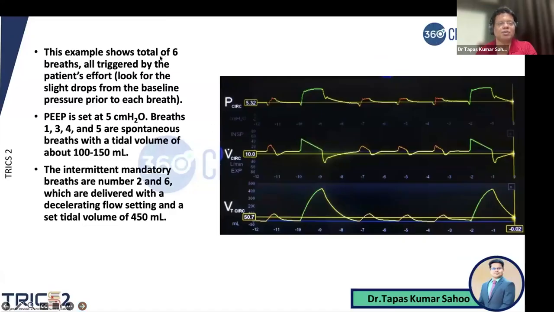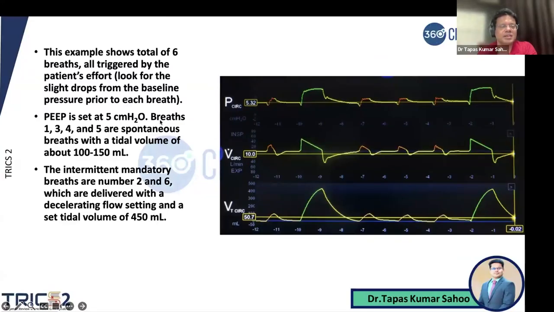Here, this example shows a total of 6 breaths. You can see here 1, 2, 3, 4, 5, 6. Now, all triggered by the patient's effort. You can see here, there is a slight deflection, negative pressure here. So, the patient is trying to take the breath. Now, PEEP is set at 5. Okay, PEEP is set at 5.